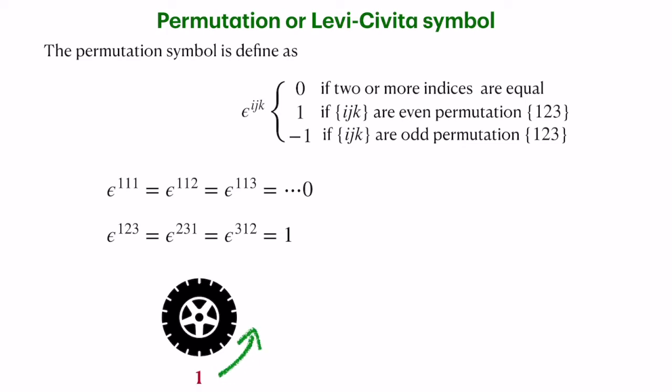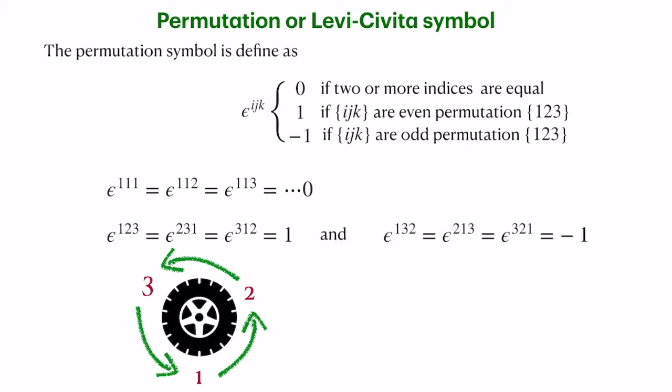Another way to visualize them is to write 1, 2, 3 and then rotate them in the counterclockwise direction to get the cyclic permutation. So you can use 1, 2, 3, or 3, 1, 2, or 2, 3, 1. Any of these would give epsilon ijk equal to 1.